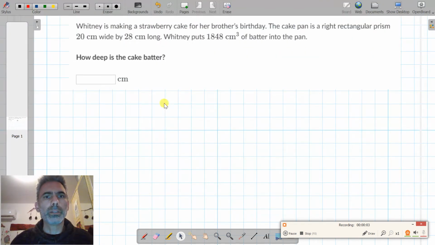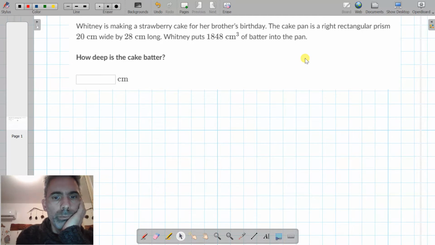Whitney is making a strawberry cake for her brother's birthday. The cake pan is a right rectangular prism, 20 centimeters wide by 28 centimeters long. Whitney puts 1848 centimeters cubed of batter into the pan. How deep is the cake batter?